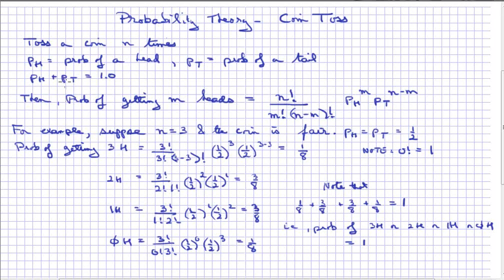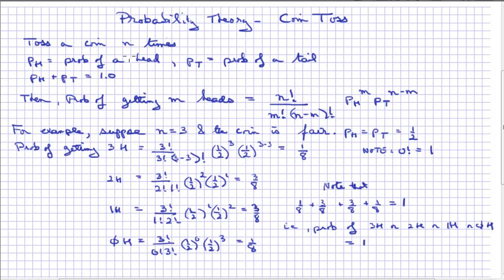So clearly p sub h plus p sub t is going to be equal to 1. For example, if it was a fair coin, p sub h would be equal to 1/2, p sub t would be equal to 1/2, and 1/2 plus 1/2 would be equal to 1.